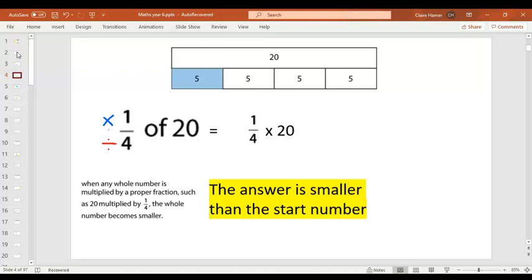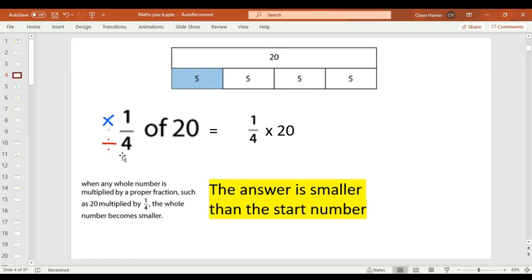Here are some ways to visualise 1/4 of 20. So up here, if you look where my mouse is, you can see a bar model. So 20 represents the whole. So that's why it's got a full bar here. Now the denominator, 4, tells us how many parts to divide 20 into. So I have divided 20 into 4 equal parts.